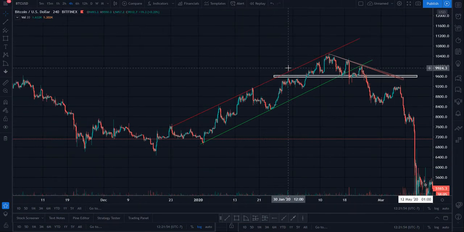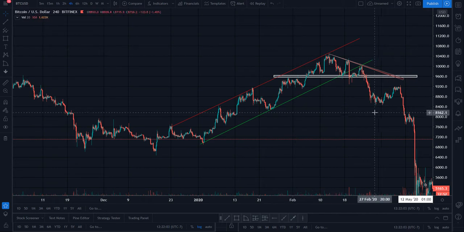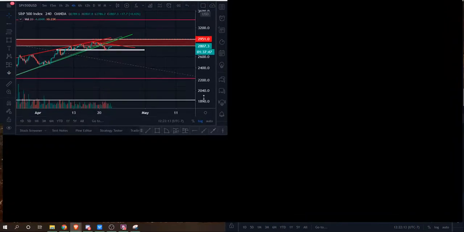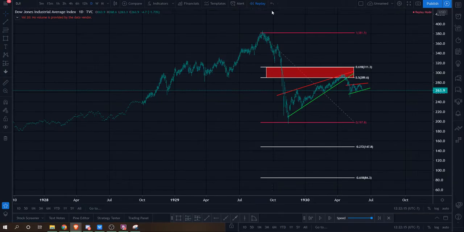So I hope you understand the similarities we have with the BTC chart back in February in the breakdown, where you saw the descending triangle breakdown. You saw this continuation pattern, and now we're going to look back at the 1930s to see a very similar structure. So we're going to close this, go back to this page, and go to DJI.